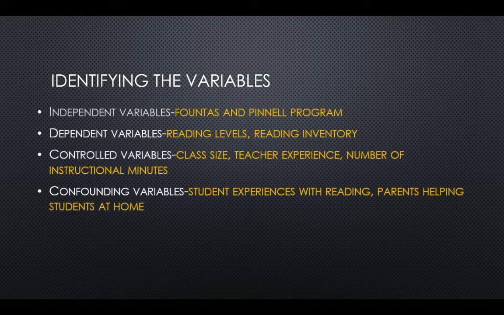I'm not going to be able to control the students' previous experiences with learning how to read, or whether or not their parents work with them on reading at home. Those could be confounding variables. Okay, now it's your turn. For the next two scenarios, see if you can identify the independent, dependent, control, and confounding variables.